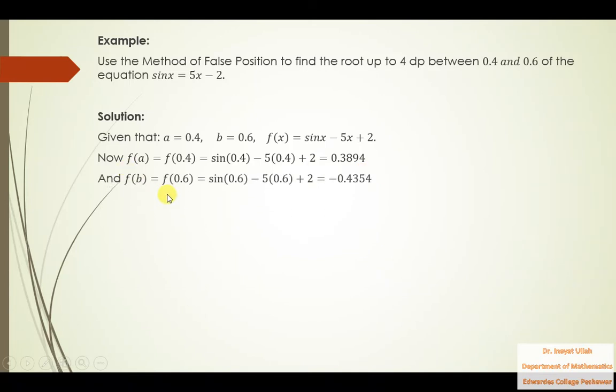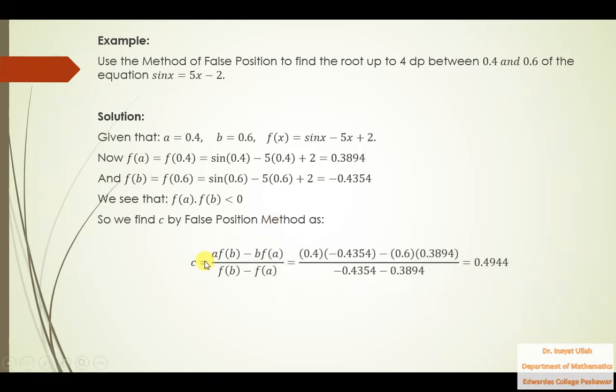Again f of b. f of b is sin of b minus 5b plus 2, that is sin of 0.6 minus 5 into 0.6 plus 2, and this is negative. We see that f of a multiplied by f of b is negative, because the signs of these two are different. Plus into minus is minus, so the root will lie between a and b. So we find c by the false position method by this formula: c is equal to a f of b minus b f of a divided by f of b minus f of a.